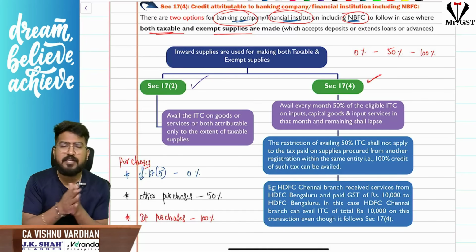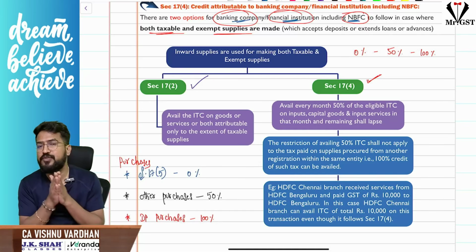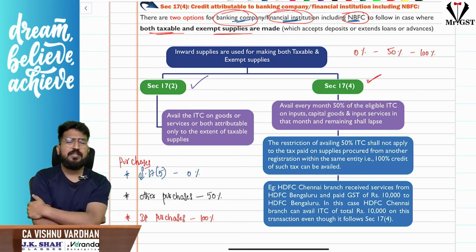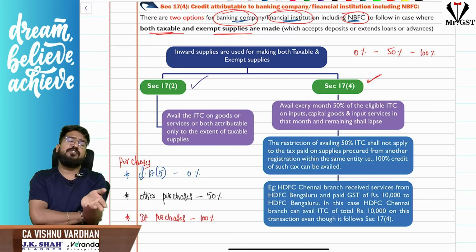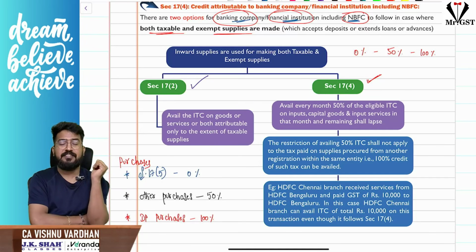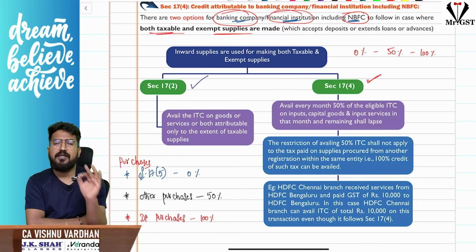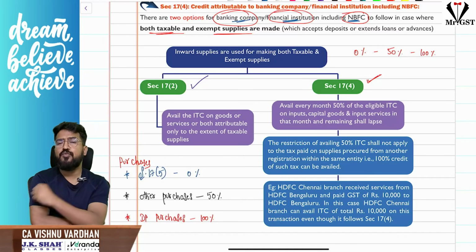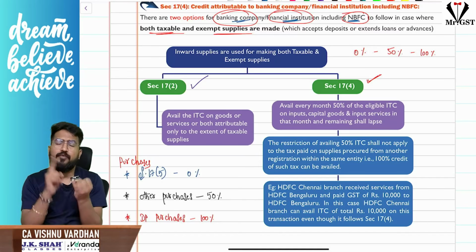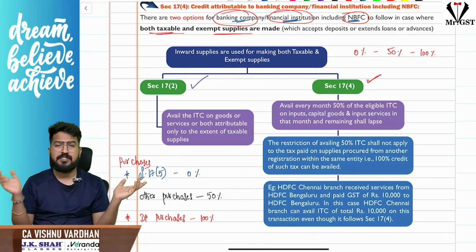So the next one is 17 subsection 4. You know, 17 subsection 4 is for banking companies, financial institutions and NBFCs. We are coming up with an option where they are providing taxable supplies and exempt supplies. They can go with 17 subsection 2 along with rule 42 and 43 and reverse the ITCs, all that we have calculated just now. Or we want to make their life simple and easy. So in 17 subsection 4, we are coming up with an option to them. What is that option? Simple. Whatever you purchase, you take full ITC. We will not question whether it is used for taxable purpose or exempt purpose.